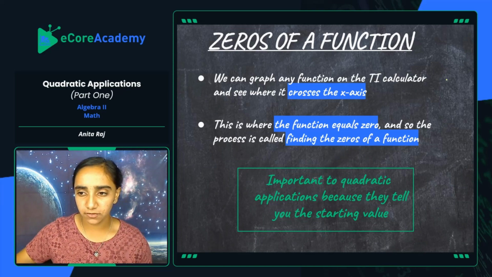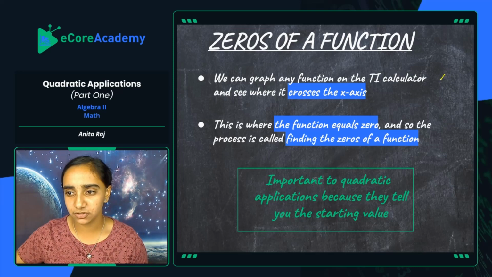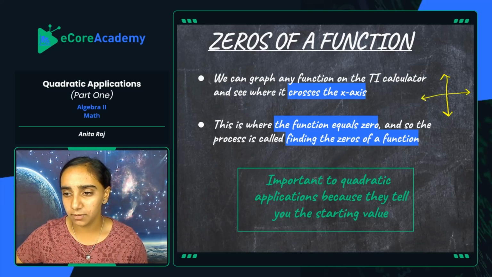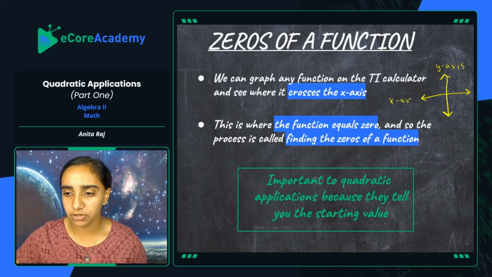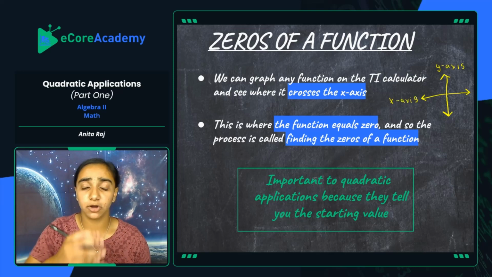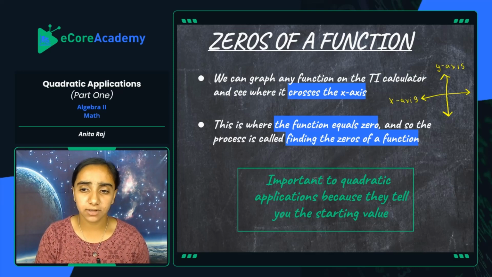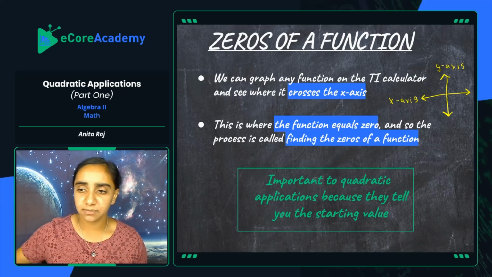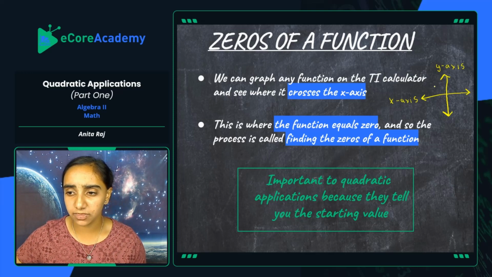x-axis. For those of you who don't remember what the x-axis is, let me just draw a coordinate grid real quick here. This is just a rough coordinate grid, but this vertical line would be your y-axis, and this horizontal line would be your x-axis. So we can graph any function, any quadratic in this case, on the TI calculator, and then we can see where it crosses the x-axis. So what does this mean? If we had this quadratic function, you can see this is clearly a parabola.